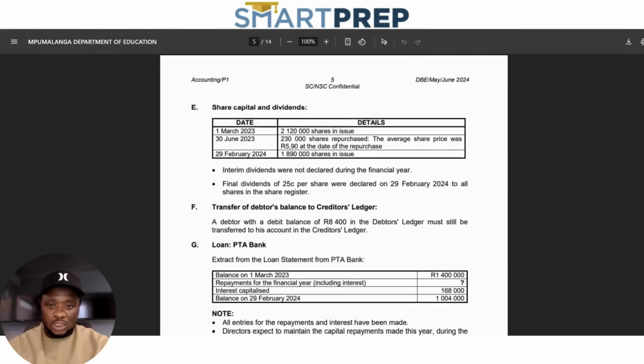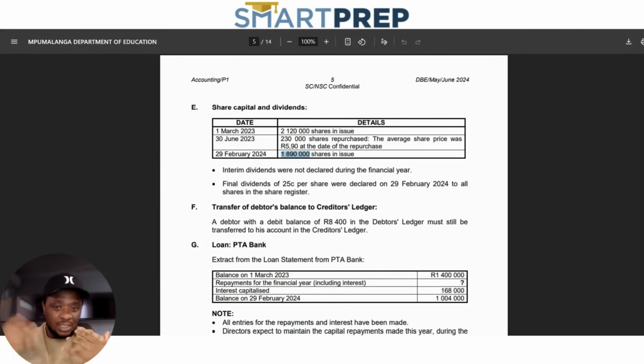So on 1 March, we had 2,120,000 shares in issue, but at the end of the year, we have 1,890,000 shares in issue. Okay, so these shares are in issue, but let's look at the transaction that happened before that. On the 30th of June, there were 230,000 shares that were repurchased, and the average issue price of the shares on the date was R5.90. And there hasn't been a transaction since that, so no additional shares were issued.